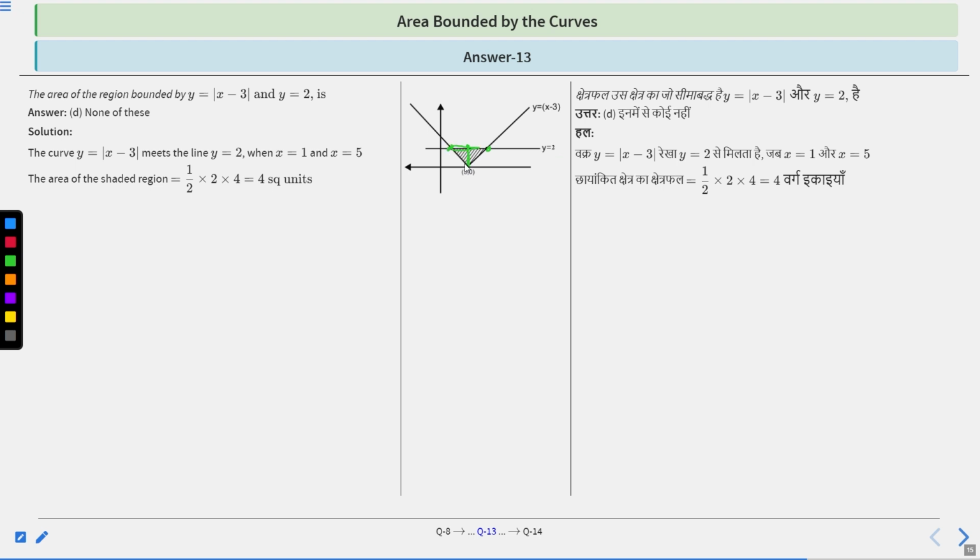Therefore, the area of this triangle will be half into base into height. That is half into 2 into 4, since the height is 2 and the base is 4. The 2 and 2 will cancel out. Therefore, the area of the shaded region will be 4 square units, right?